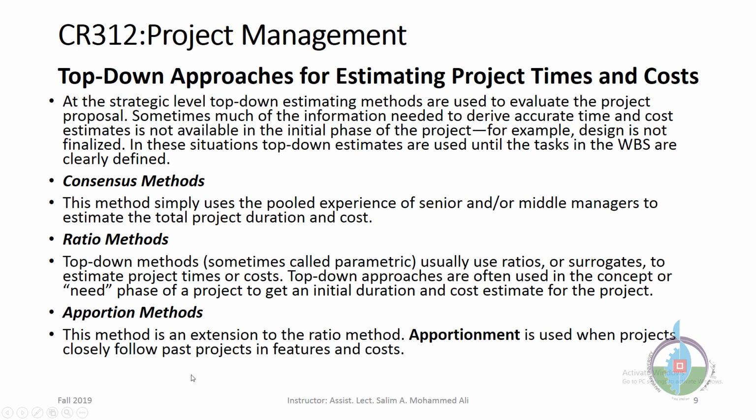For example, the same company who built the 5-story building has been asked to build almost the same building with different features. Instead of an apartment building, they need to build a hotel or rooms to be booked. A hotel building is usually different from apartment buildings, so they may use the apportion method to estimate cost and time.